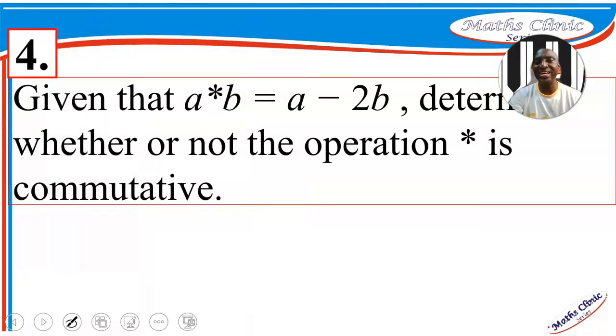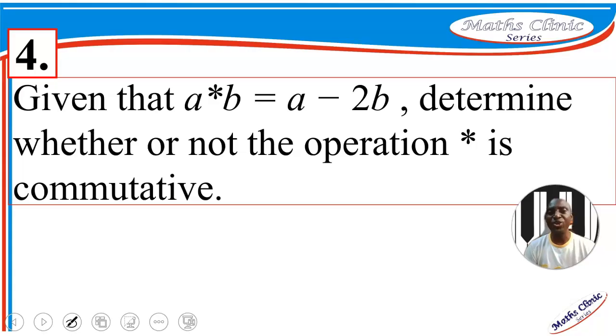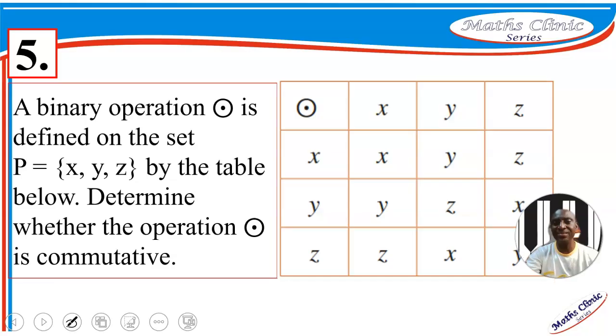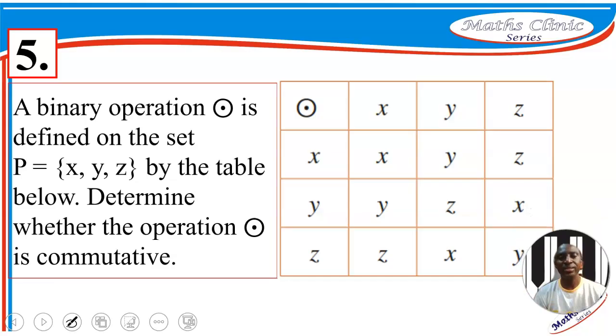Okay, then the next one also here is determine whether or not the operation star here is commutative. That's your assignment. Pause the video, try your hand on it, then you proceed. Right. It is not. Again, it is not. But I'm sure you did that before you saw that it is not. Good. Then the last question I will leave with you is this. The binary operation, this symbol, star with a dot inside, is defined on the set P, which is X, Y, Z, by the table below. Determine whether the operation is commutative or not.